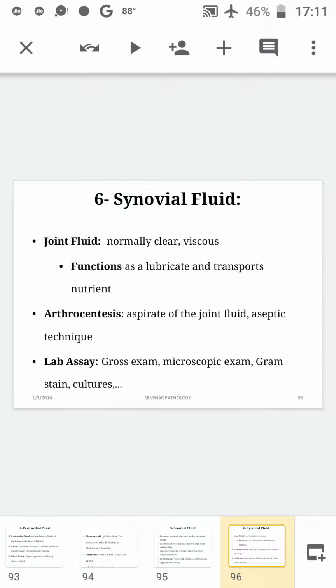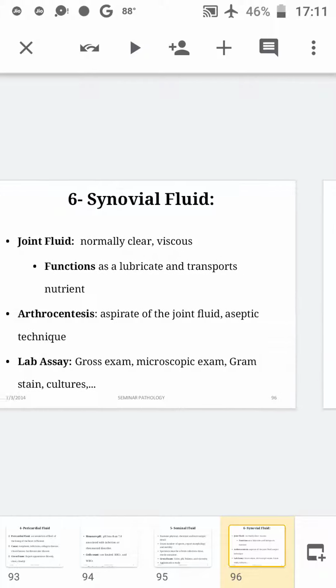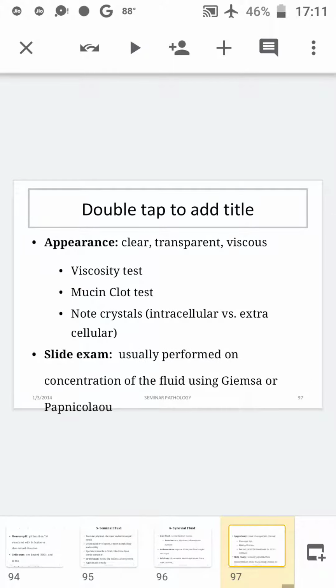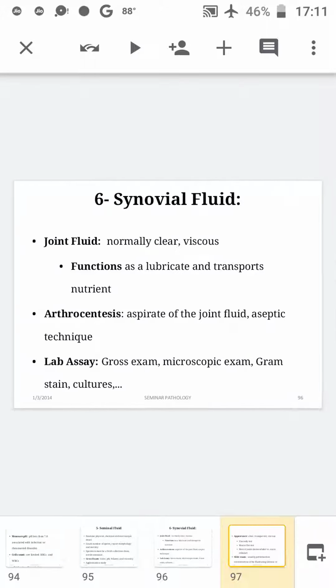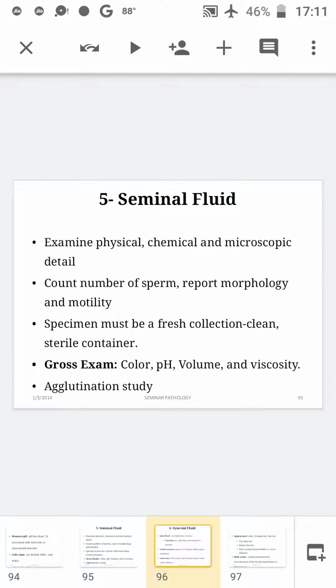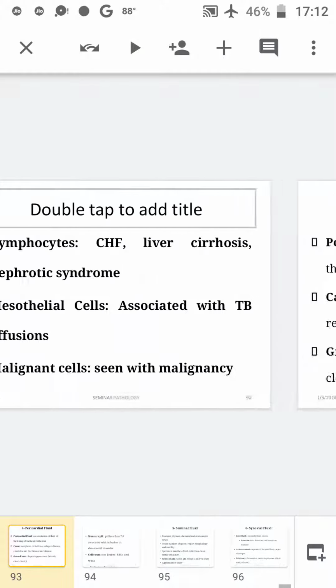Okay. Next is the synovial fluid. Synovial fluid is a normal, clear, viscous fluid. It functions as a lubricant and transports nutrients. Arthrocentesis is aspiration, removing the joint fluid. Again the same: gross examination, microscopic examination, Gram staining and cultures to look for any specific organism. Then one more test is the mucin clot test, which is specific to synovial fluid. And then slide examination, the same, number of cells, and if any malignant cells are there, you have to look.